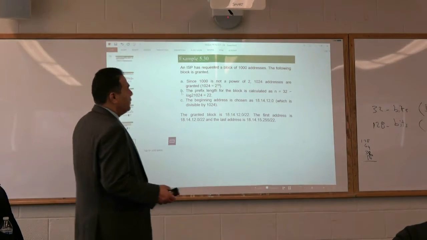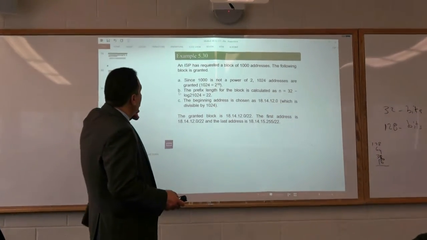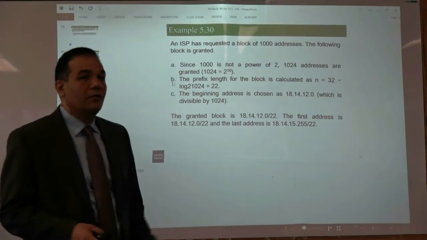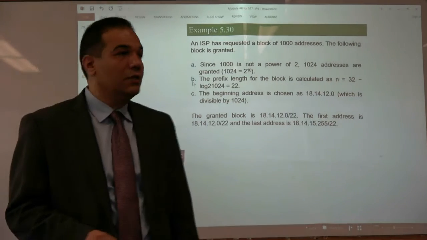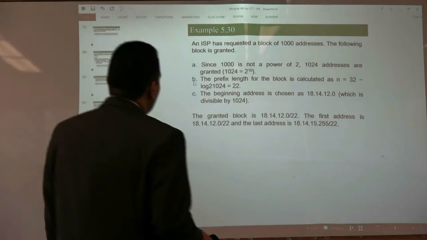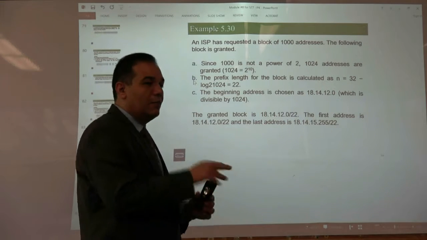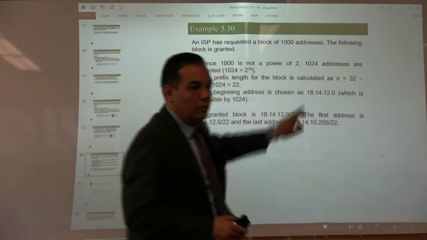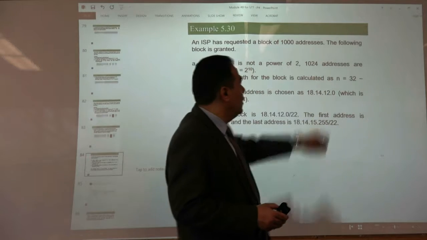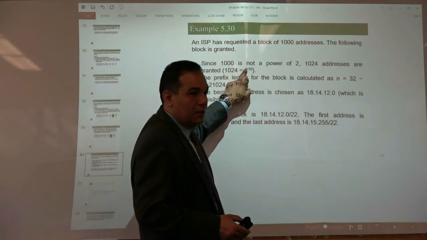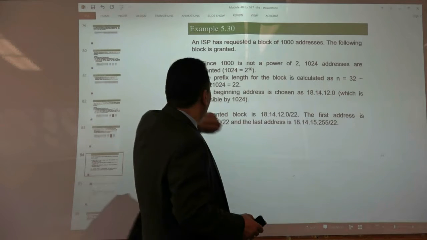So, an ISP, this is an example. An ISP, an Internet service provider, has requested a block of 1,000 addresses, right? The following block is generated. Since 1,000 is not a power of 2, you have to go a little bit higher to make it a power of 2, which is 1K, 1,024 addresses, which is 2 to the power 10.